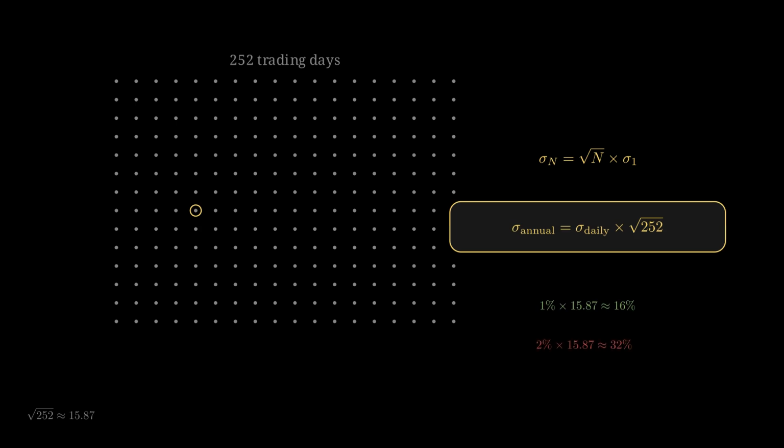A stock with 1% daily volatility has an annualized volatility of roughly 16%. A stock with 2% daily volatility has an annualized volatility of roughly 32%. The daily number sounds small. The annualized number tells you what you actually face over a year.